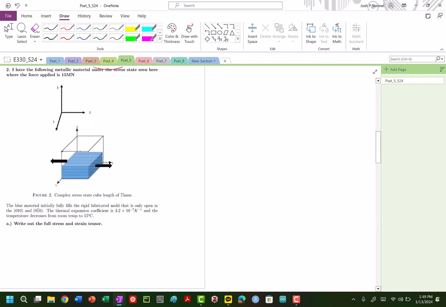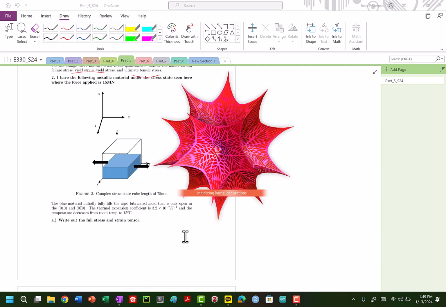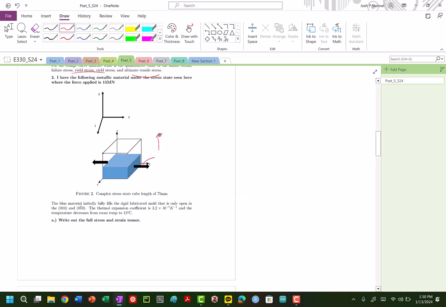Now, let's get into some fun ones. I like these problems. So I'm going to pull up Mathematica and get this going. But I have the following metallic material under the stress state shown here. I have the force applied. So the force that's being applied here, and that's a critical force, is equal to 15 times 10 to the 6 newtons.